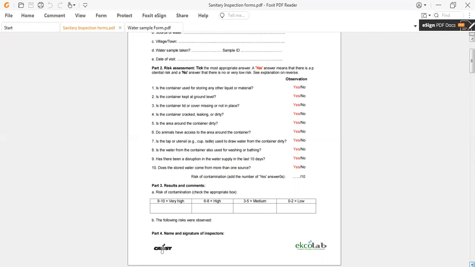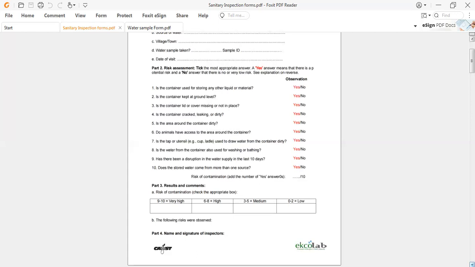We come now to the risk of contamination. Yes here stands for high risk. It means there's possible risk, and no stands for little or no risk. So part 3 now talks of the results and comments. From your above answers, because when you are ticking, you tick on the right word. If it's a yes, then you tick on the yes. If it's a no, you tick on the no.